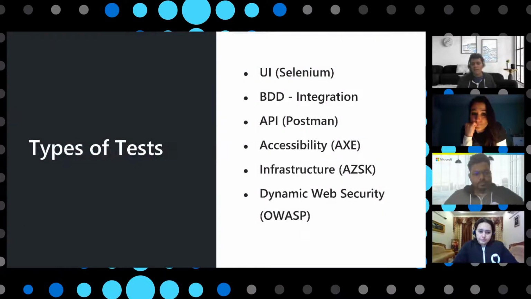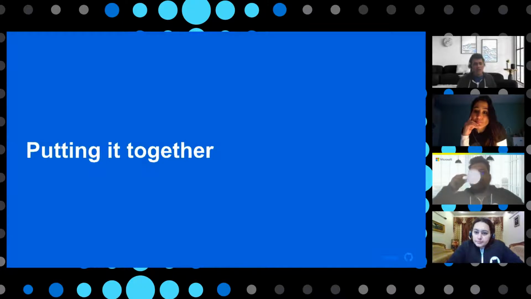Okay, now we have various types of tests that we can also integrate with our continuous deployment process. These tests include UI testing, BDD testing, API testing, accessibility, infrastructure, and web security testing as well.